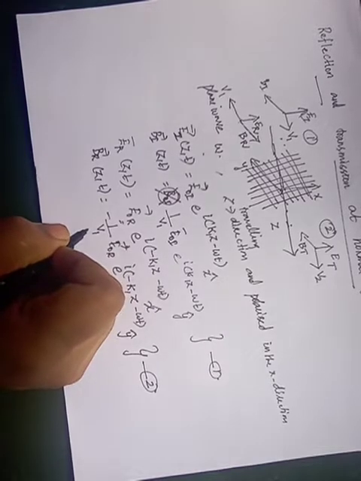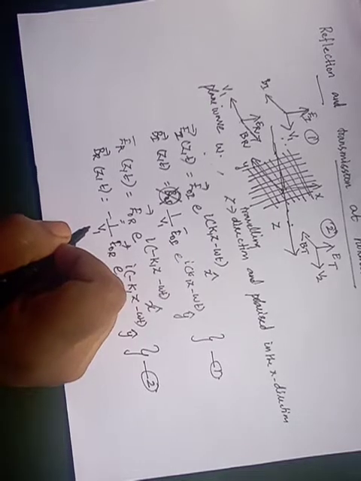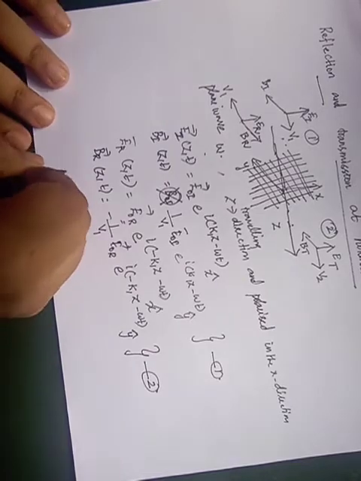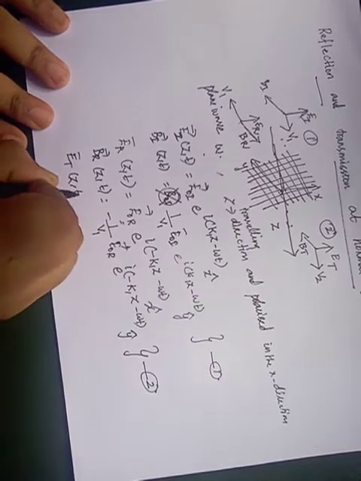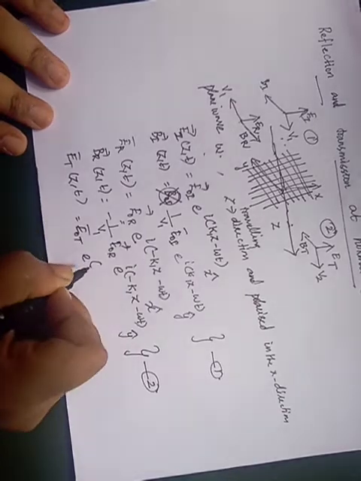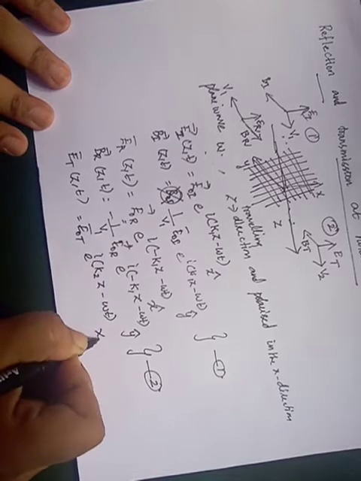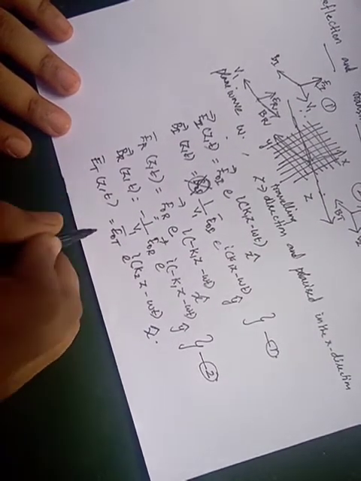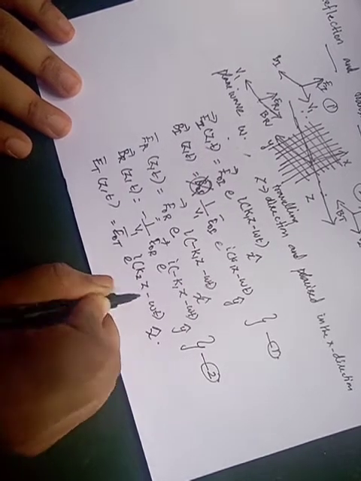Then the transmitted electric and magnetic field. The transmitted wave is in medium 2, so the transmitted wave continues to the right in medium 2. The transmitted electric and magnetic field can be written like this: Et of z comma t is equal to E naught t e power i k2 z minus omega t into x cap. Et is the transmitted electric field.